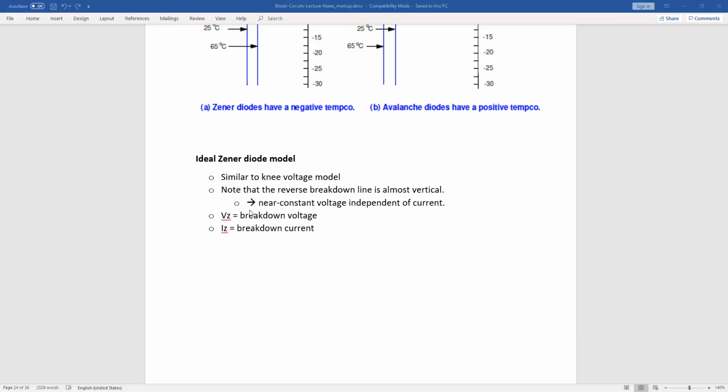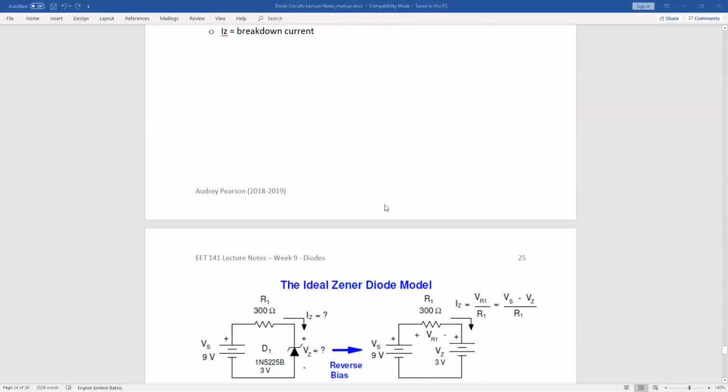So a little bit different terminology for the same general idea. Our breakdown voltage is indicated VZ because we're looking at Zener diodes. And that's going to be a very similar idea to our VK, which is the knee voltage. And then our current is just going to be indicated IZ to indicate the breakdown current for our Zener diode.